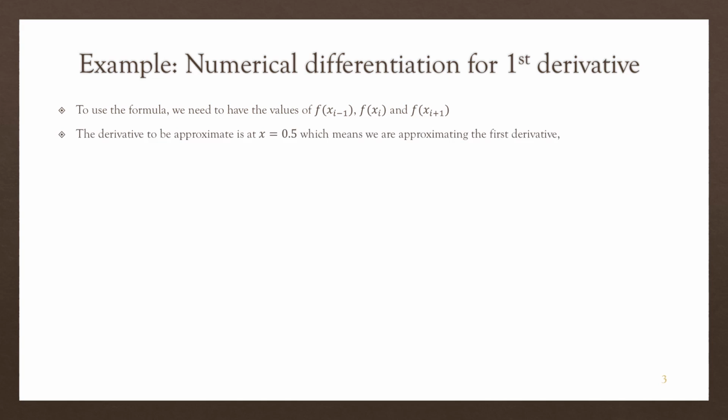The question asks you to calculate the first derivative at x equal to 0.5. So 0.5 is our point of interest, and we can say that xi is at the location of x equal to 0.5. Xi is equal to 0.5. So we can start by calculating the value of the function at 0.5, and we have negative 0.2625.